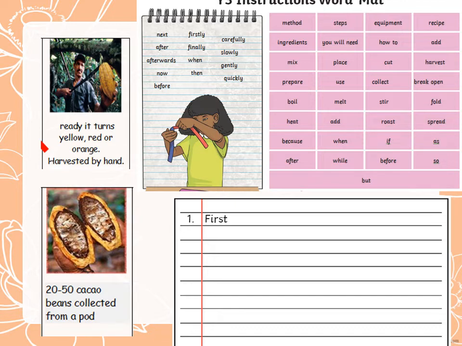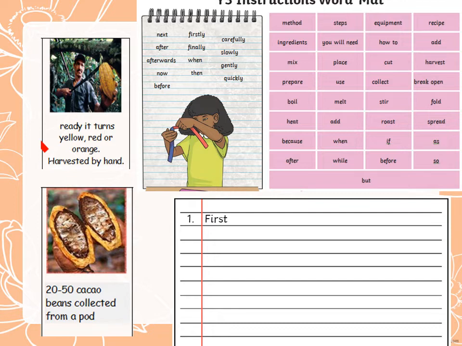It's quite a lot to fit on the screen, so I hope you can see it. Please go back to the other page to look closely at the words if you need to once you start writing. So, my first instruction, because it's my first, I'm going to use the word first at the beginning. And in the notes it said, when they're ready it turns yellow, red or orange and they're harvested by hand. So I need to say, what are you going to do first?